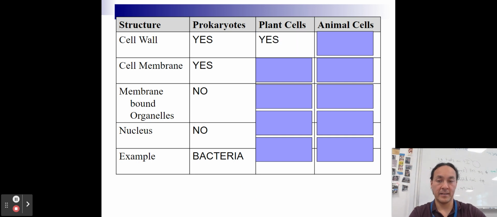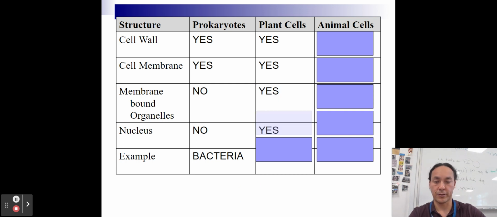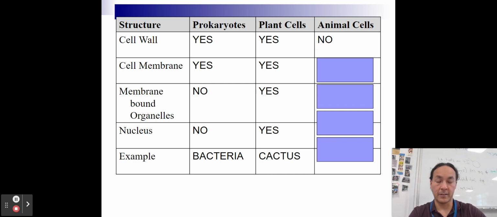Plant cells, cell wall? Yes. Cell membrane? Yes. Membrane-bound organelles? Yes. Nucleus? For sure. Example, how about a cactus? We're here in Oman. All right, animal cells, cell wall? Yes. Oh, excuse me, no. Brain fart after lunch.